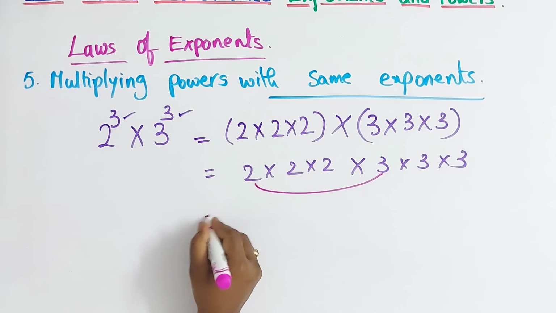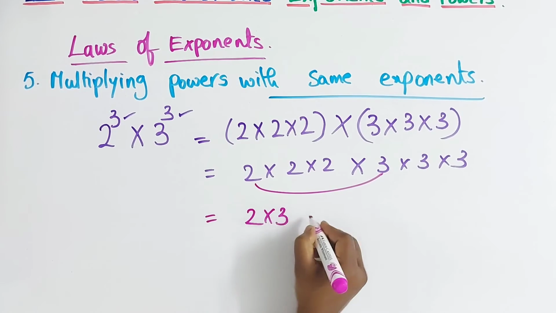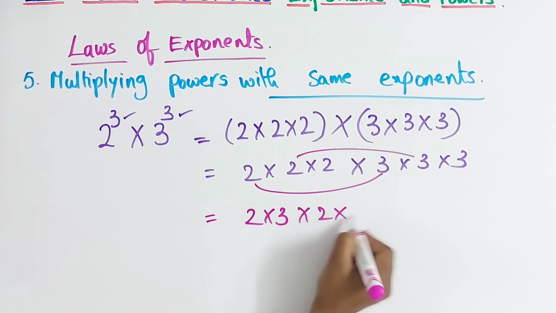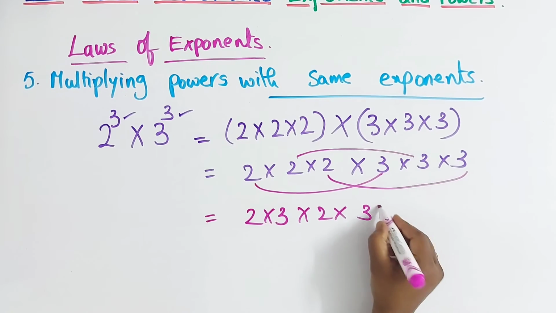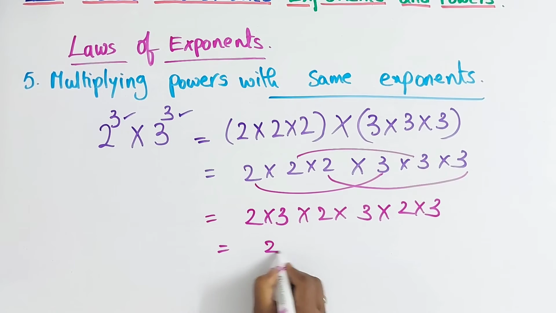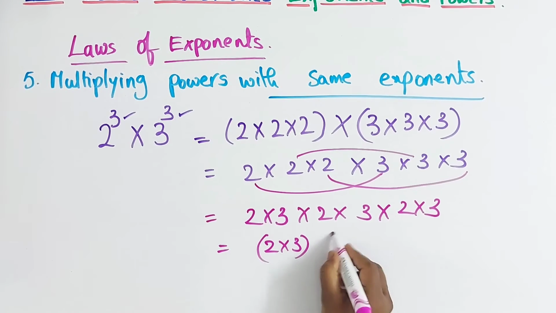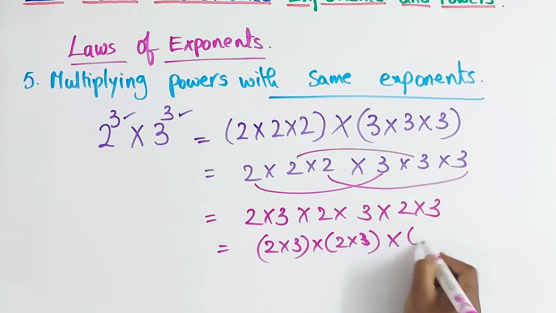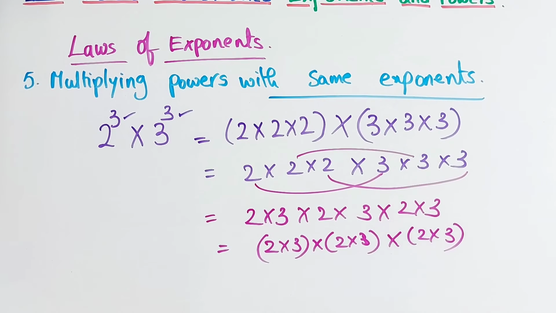We'll write 2 into 3 together. Now this pair we can write together, 2 into 3, and this pair we can write together, 2 into 3. Now we'll write it in brackets: 2 into 3 in one bracket, 2 into 3 in another bracket, and 2 into 3 in another bracket. Now see here, 2 into 3, this is one pair, this is one pair.